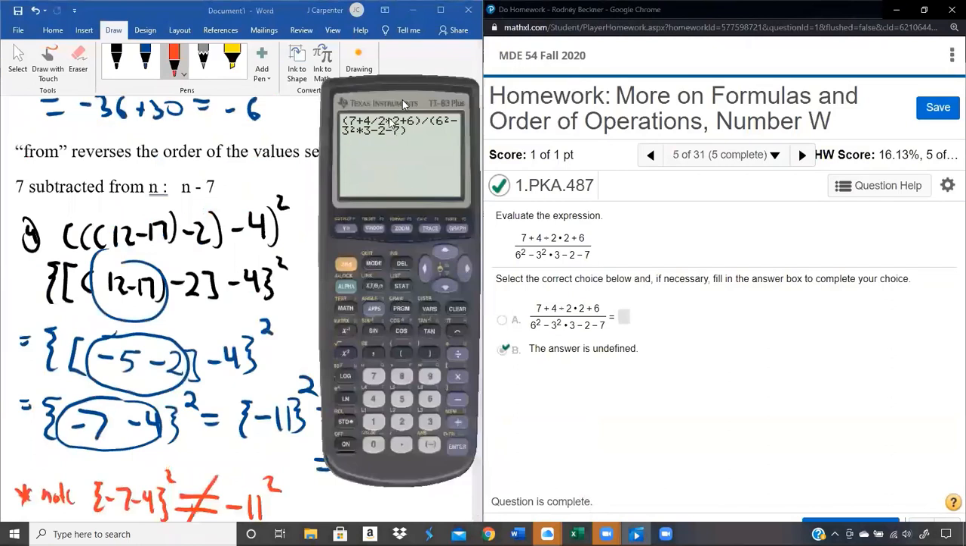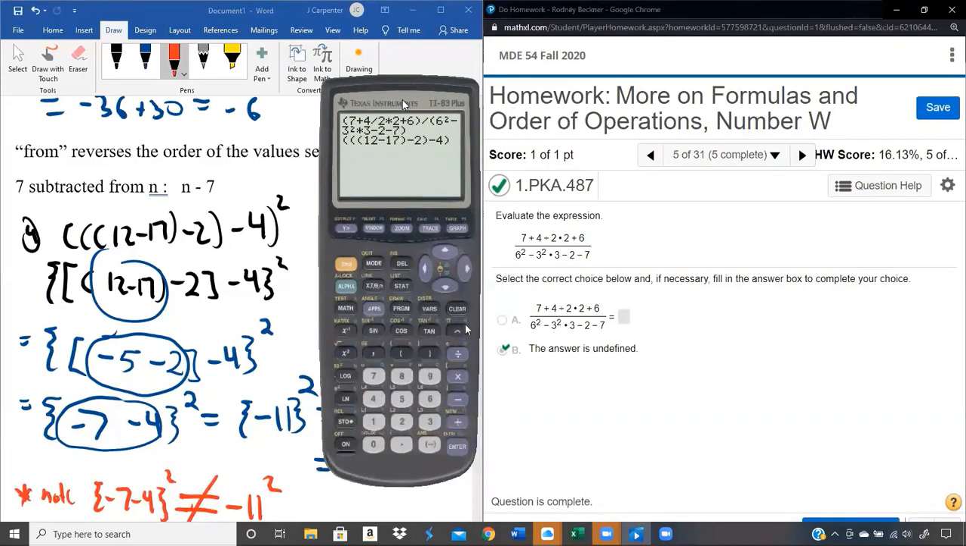So if I do that in my calculator, remember we have to do the triple parentheses. 12 minus 17. Close the first parentheses, then a minus 2. Close the second parentheses, then a minus 4. Close the third parentheses. That whole thing was being squared.